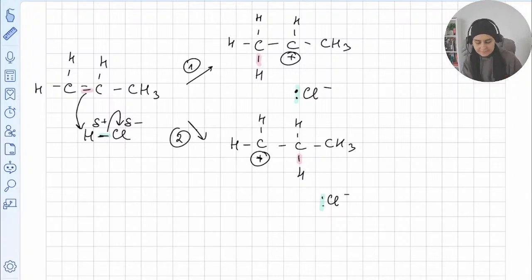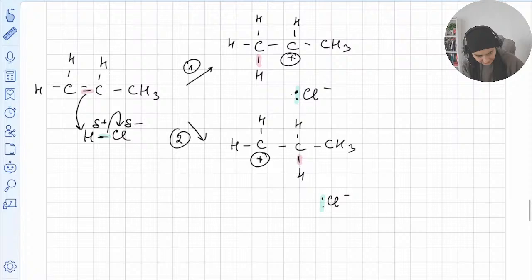Because the arrow shows the movement of electron pairs. That's why if you draw it, for example, that way, that's a mistake. So you start it on the pair. And then finally, this attaches here, this attaches here, so you get two products.